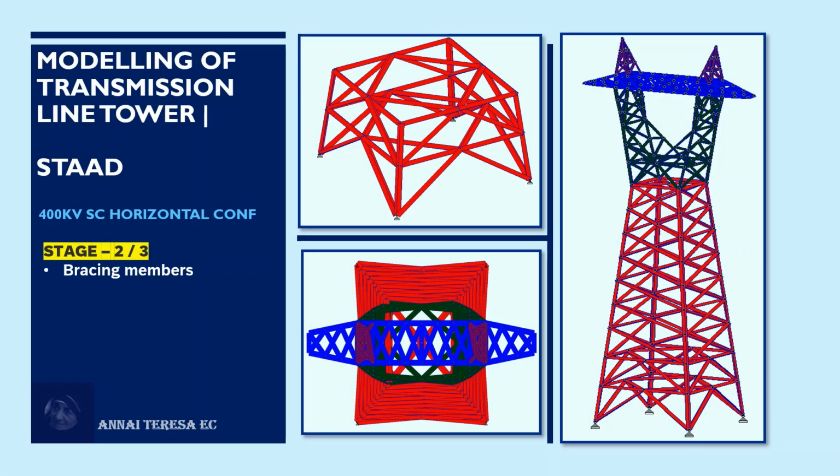Welcome viewers. In this video we are going to do modeling of transmission line tower. This is stage 2 of 3. In this we are going to do bracing members creation for our 400 kV single circuit horizontal configuration tower for the modeling of body, cage, boom and peak.